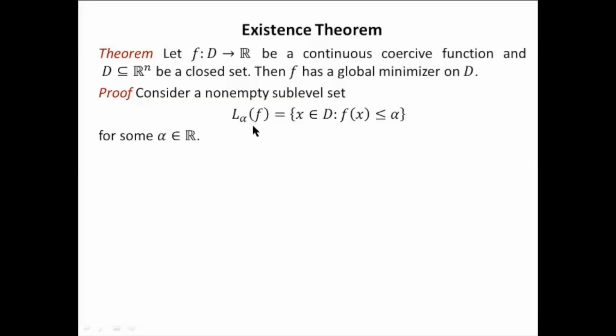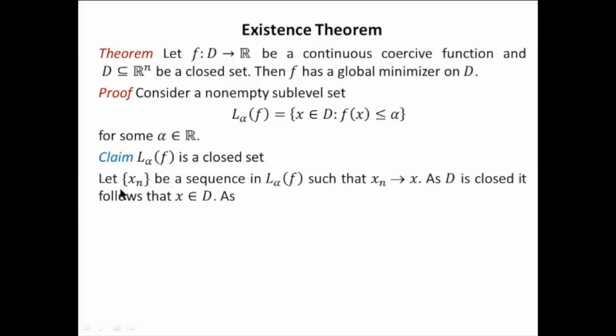To prove compactness in the finite dimensional case is simply to show the set is both closed and bounded. The first claim is that this sublevel set is a closed set. How do you prove a sublevel set, or any set, is a closed set? We have to take a sequence in that set, and if you consider its limit, the limit point should also be in that set. So let me consider a sequence in the sublevel set which converges to x. Now we want to prove this x also belongs to this set L alpha f, the sublevel set.